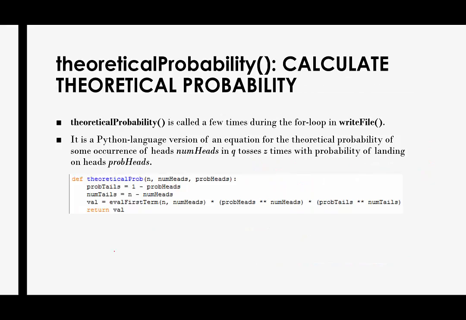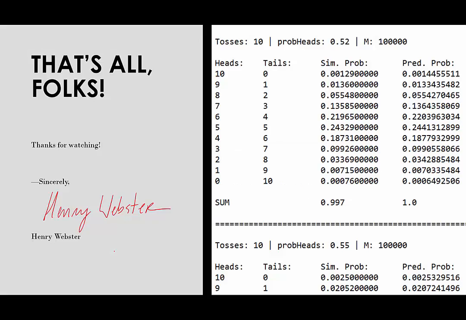So theoretical probability calculates the probability of any number of heads, number of tails pairing, and then returns that to the write file function for it to print out. And so there you go. That's my presentation for my coin tossing final project, and I hope you enjoyed it. Thanks a lot.